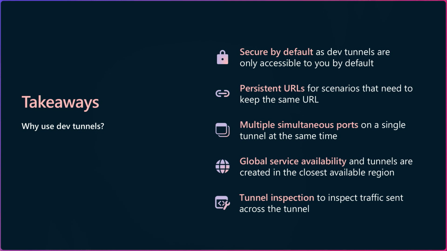And finally, we also have tunnel inspection, so you can inspect traffic that's sent across the tunnel, which is just really helpful for debugging, like we saw in the second demo when the cats were not getting their votes counted. It was going towards the capybaras. We were able to discover that through tunnel inspection.